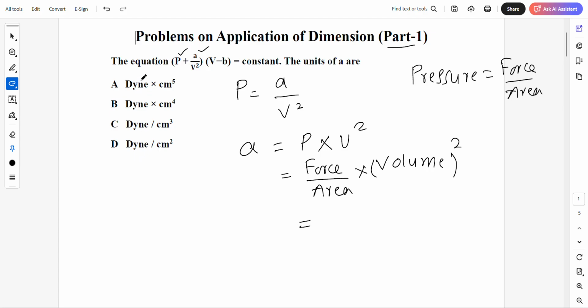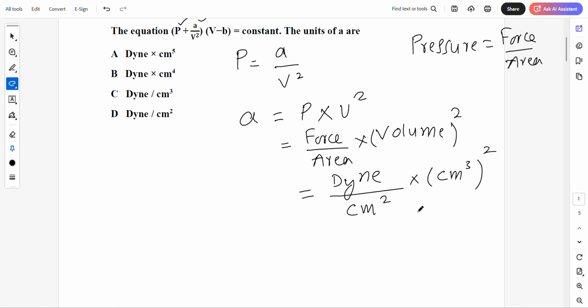They are given in CGS system, so the unit of force is dyne. I'll write dyne, whatever they have given, divided by the unit of area in the CGS system, that is centimeter square, into the unit of volume, which is centimeter cube, raised to the power 2.